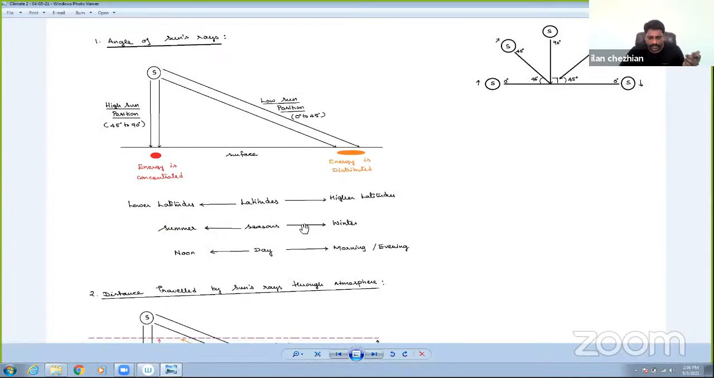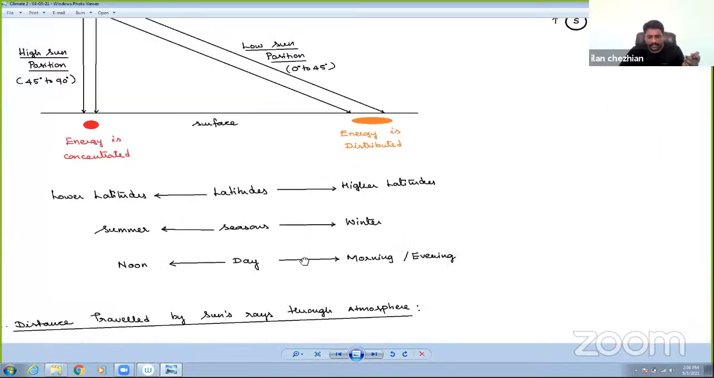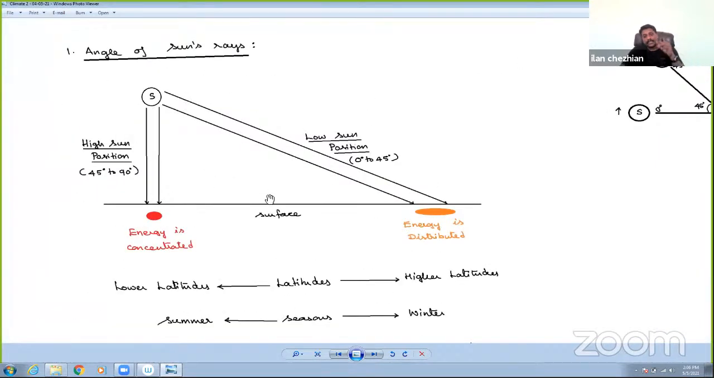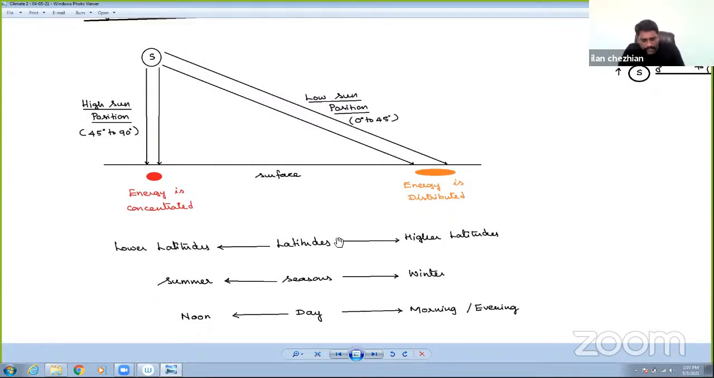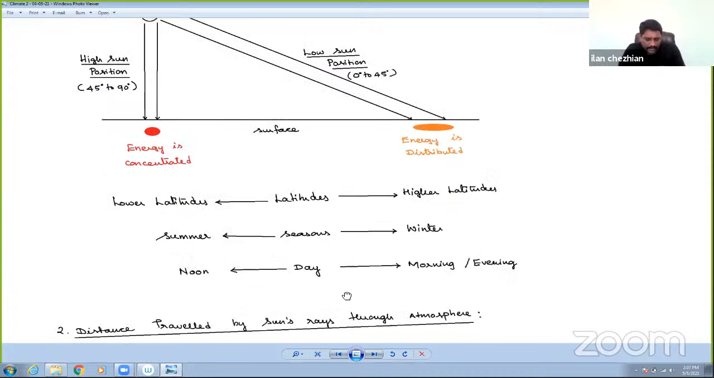Low sun position. So somewhere we know the fact, my friend, wherever you have the high sun position, there all the energy gets concentrated, correct? So that the temperature will be very high. Wherever you experience a low sun position, there all the energy gets distributed, correct? As the case, what you have is very less temperature in general, my friend. So where all we applied this logic, lower latitudes and higher latitudes, we have analyzed this logic, right? Summers and winters we have taken it, correct?